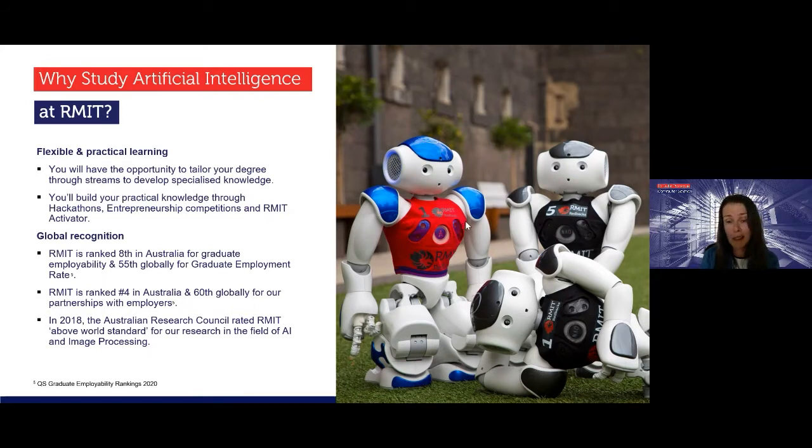And a further reason there is the focus on research, the research strengths within computer science. In the latest round of the Australian research assessment exercise by the Australian Research Council, RMIT was rated above world standard for the research in the field of AI and image processing. Next slide, please.